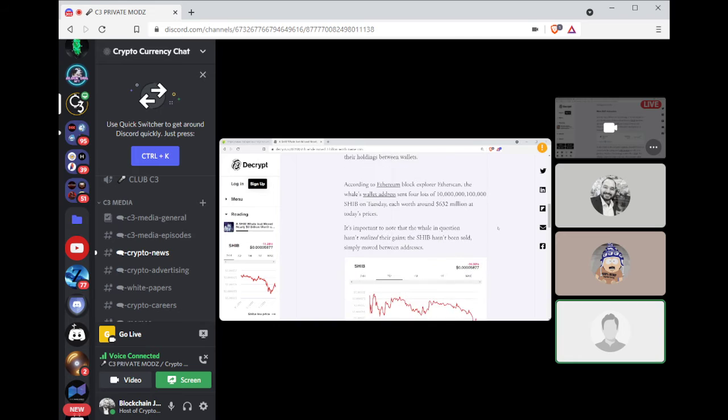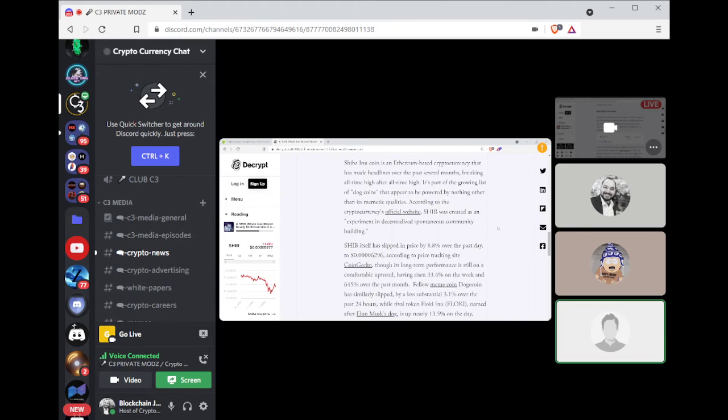It's important to note that the whale in question hasn't realized their gains. The SHIB hasn't been sold, simply moved between addresses. Shiba Inu coin is an Ethereum-based cryptocurrency that has made headlines over the past several months, breaking all-time high after all-time high. It's part of the growing list of Dogecoin-like coins that appear to be powered by nothing other than mimetic qualities. According to the cryptocurrency's official website, Shiba was created as an experiment in decentralized, spontaneous community building.